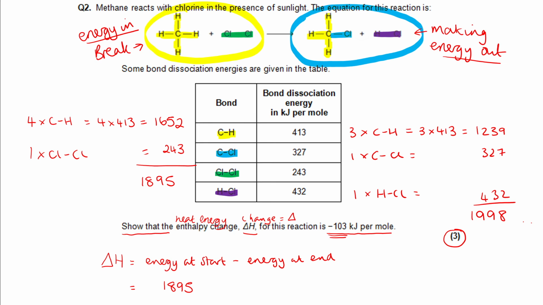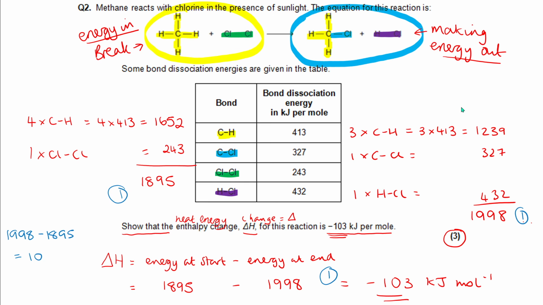Now, where do the marks come from? The marks come from calculating the energy at the start, calculating the energy at the end, and then taking one from the other. It doesn't actually matter which way round you do this. If you did 1,998 and you took away the 1,895, you would get 103. So you'd get the same size of change. Now the negative here is not actually to show it's a negative number. That is to show that the energy is being lost or given out. So that's why we've got a negative delta H just here.